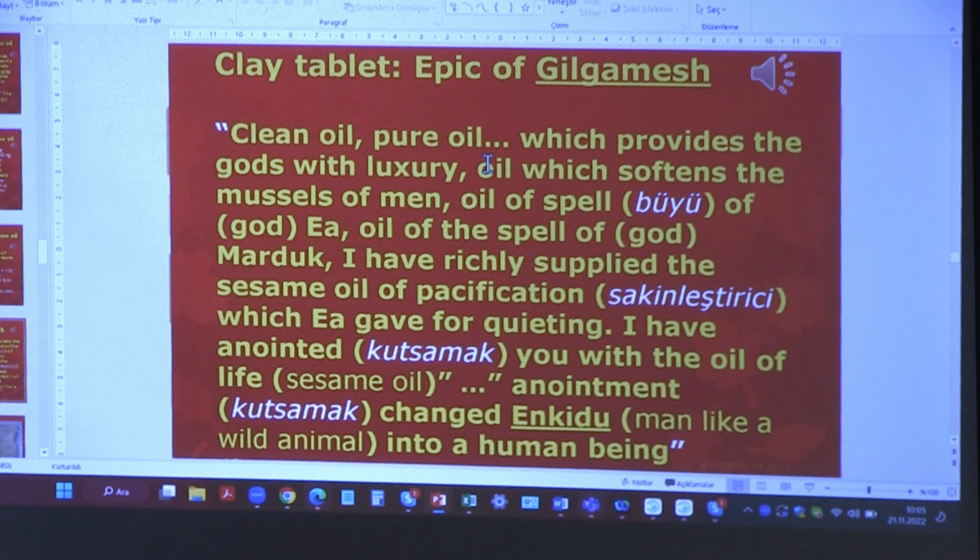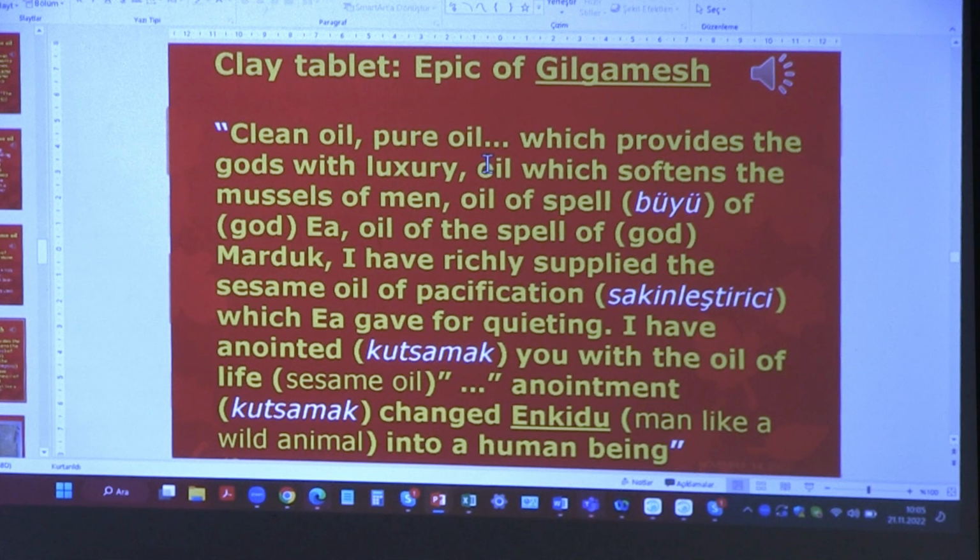And he says, I have anointed you with the oil of life, or sesame oil, as an ointment. So it changed Enkidu, the animal-like creature, into a human being.